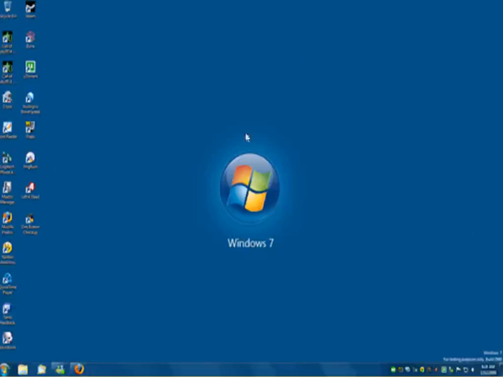This is the Windows 7 screen. When the system starts normally, we get this normal screen. After repairing, we get this screen. I hope you have understood these points: what is safe mode and what is normal mode.